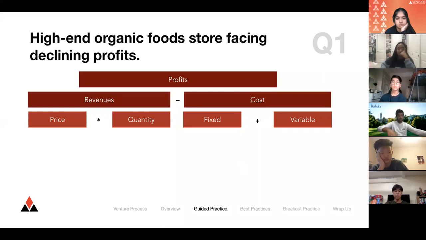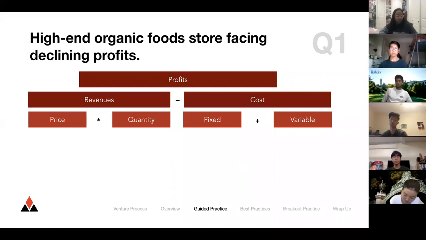But you can apply this framework to a lot of different business problems. And that means this framework is probably not going to help you actually get to a good answer for your case. So what you want to really think about is, I need to be specific to the case at hand. And in this case, it's a high-end organic food store. It's in the food grocery industry and it's facing declining profits. So you want to be more specific within each of these buckets.